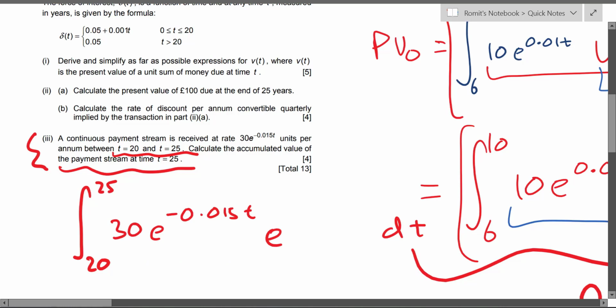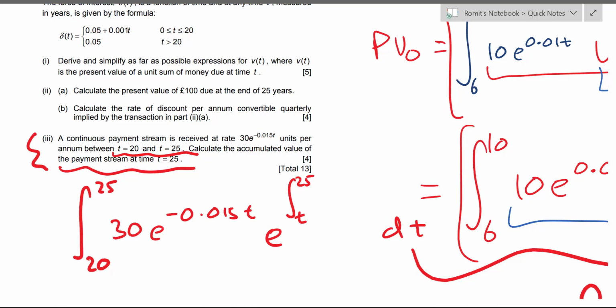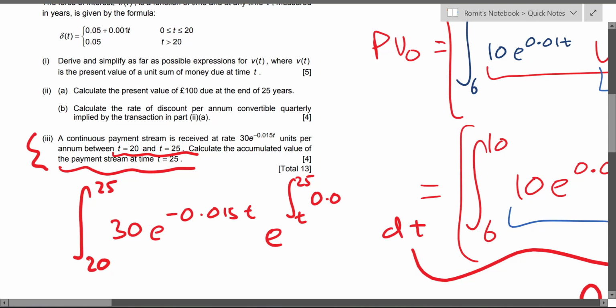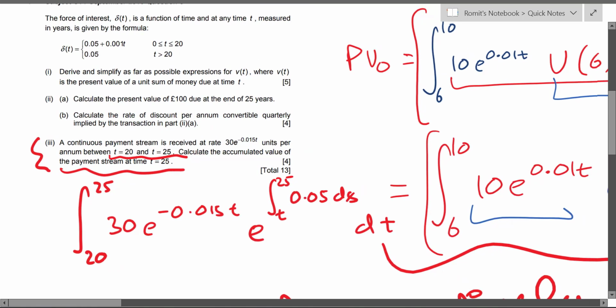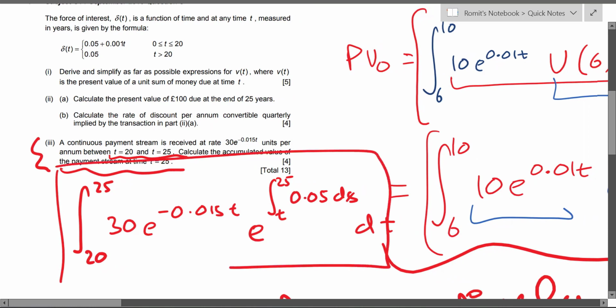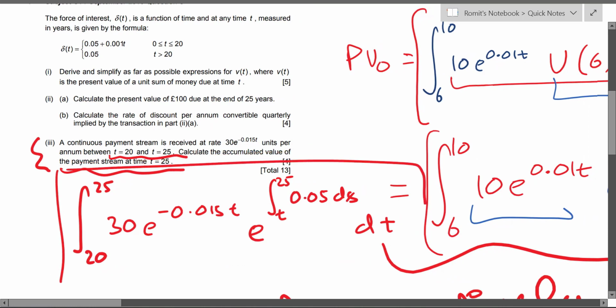So it's e to the power of integrating from t to 25. Okay, and what is the force of interest that you will use? You will use 0.05 ds. That's it. This expression will give you the accumulated value at time 25 of this payment stream going from 20 to 25, right?